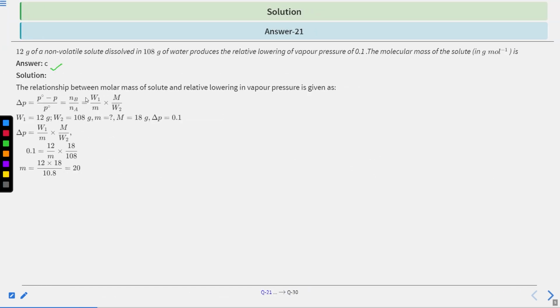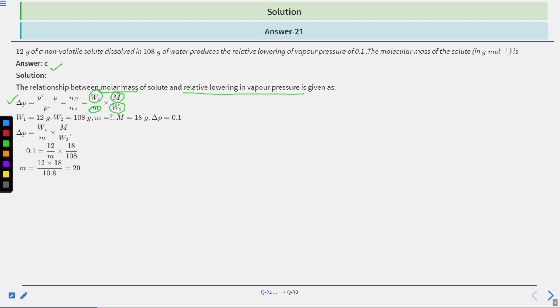The relationship between molar mass of solute and relative lowering in vapor pressure is given by this equation. That is, del P is P naught minus P upon P naught equals the ratio of moles of solute and solvent. On simplifying this ratio, we get W1 upon M1 multiplied by M2 upon W2. This is the molar mass of the solute, this is the given mass of solute, this is the molar mass of solvent, and this is the given mass of solvent.